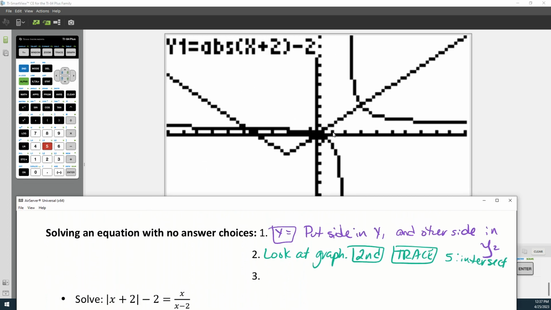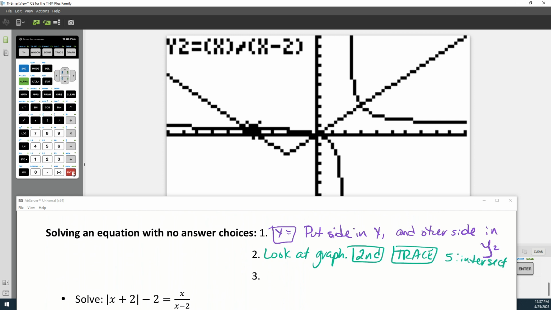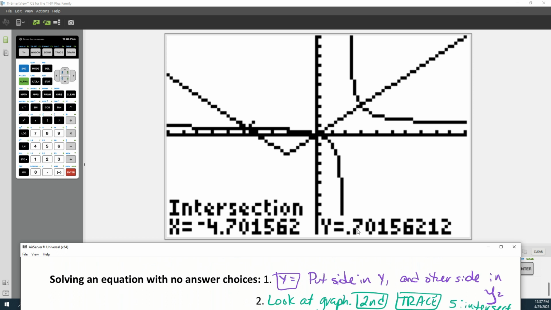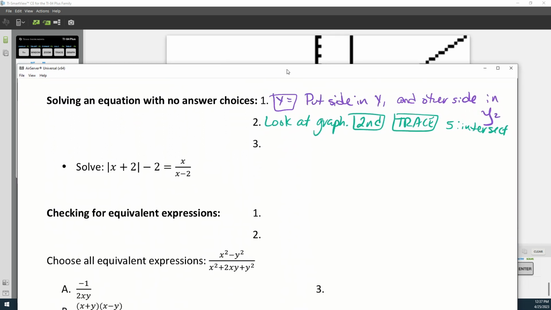All right, so you will get a little flashing guy. I'm going to start at the left and move my way to the right. So I'm going to move close to where they cross and then hit enter 3 times. All right, and then this is the point of intersection over here. Now, we'll have to round it. So let's just round to 3 decimal places. I think on your test, they'll tell you what to round to. So one of the solutions is negative 4.702. But there's 2 more, so we're not done.